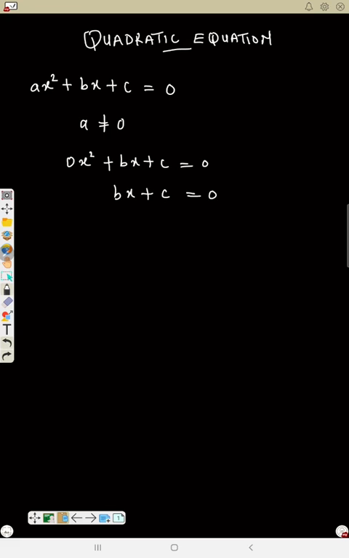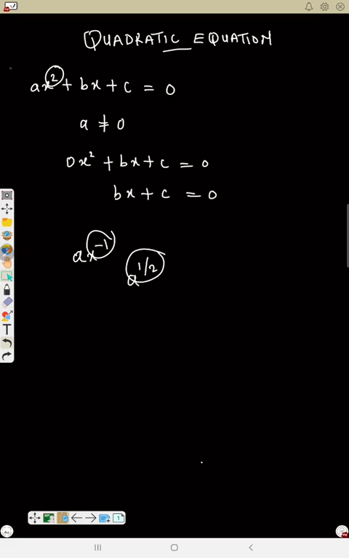Now the power can never be a negative number like this, and the power cannot be a fraction like this. So that means the power of x cannot be negative and cannot be a fraction. It must be a whole number, and that is 2 for you to say it is a quadratic equation.